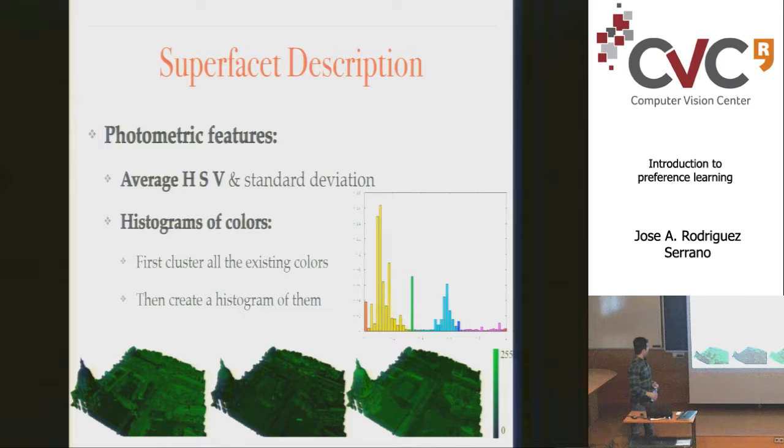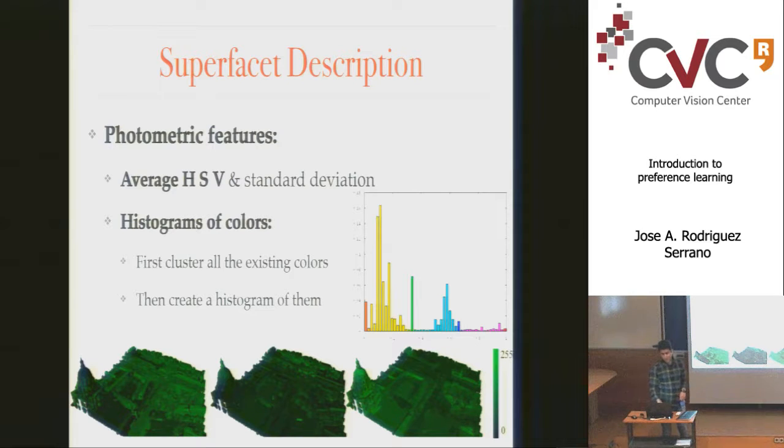At the same time, we have this photometric information. As I already explained in the previous slide, every triangle is associated with some coordinate in the texture map. So for every triangle, you can go back to the texture map and extract basic information like the average HSV and the standard deviation. What we found useful was a histogram of colors. We had a pre-processing step where we extracted the major color components, and then for a given superfacet, we could easily extract this information.